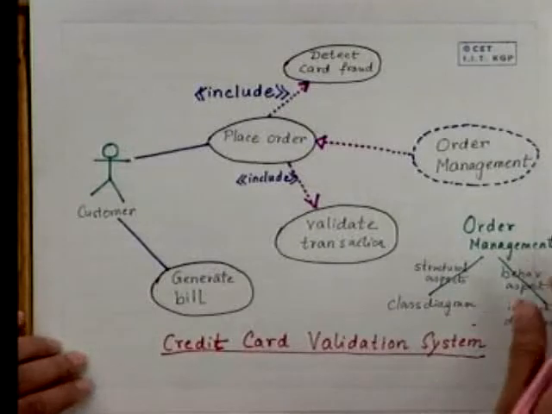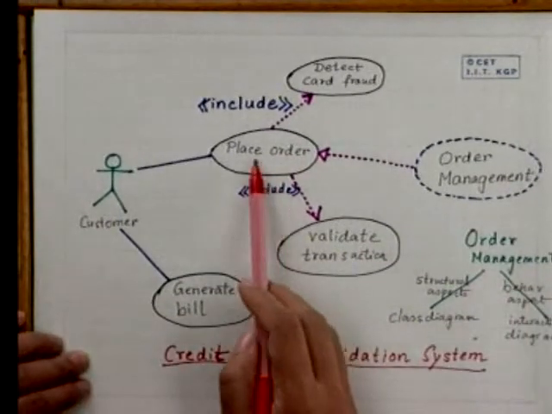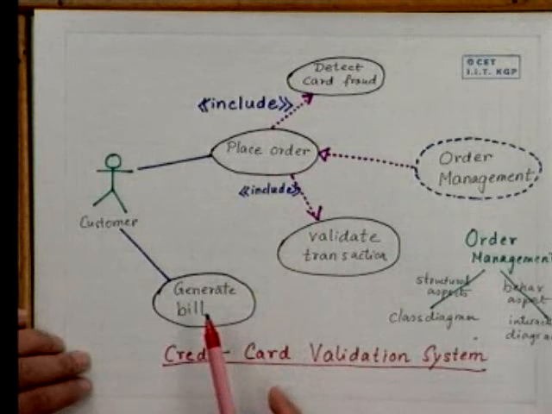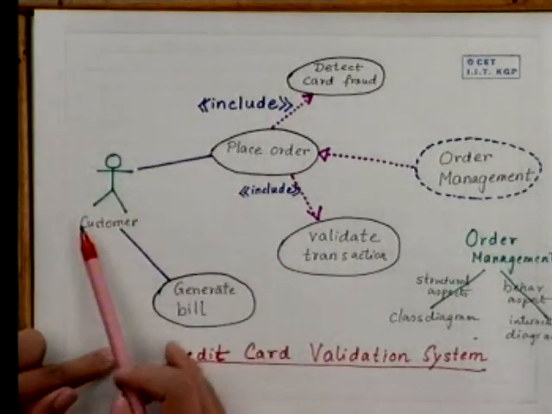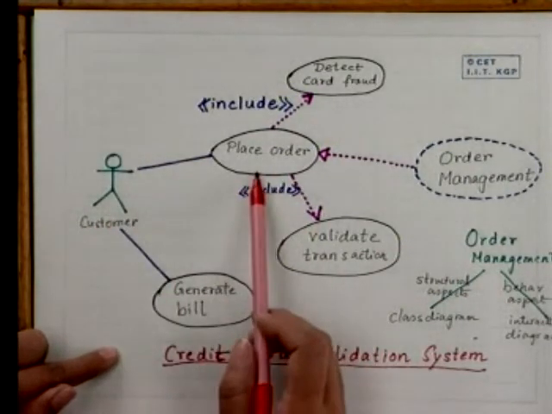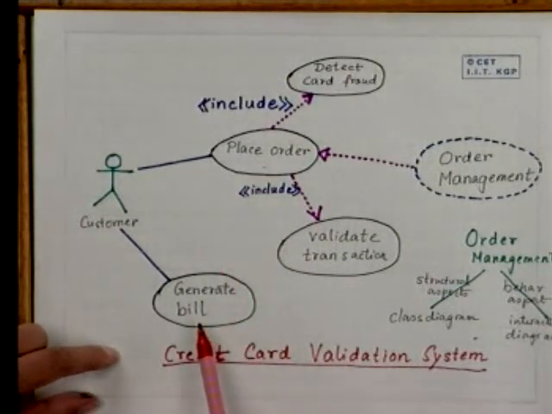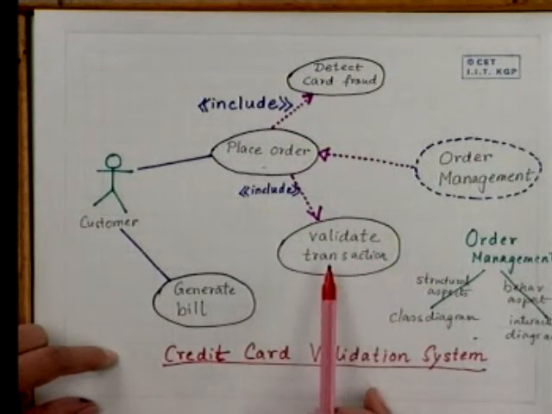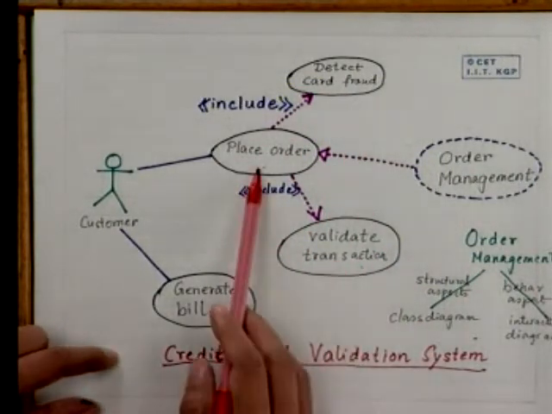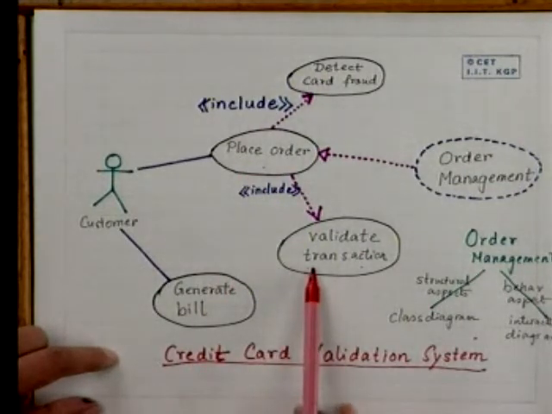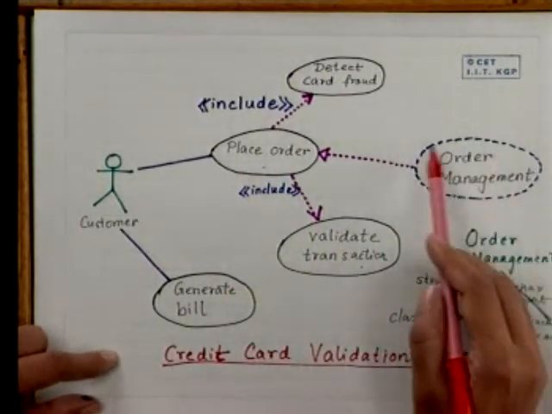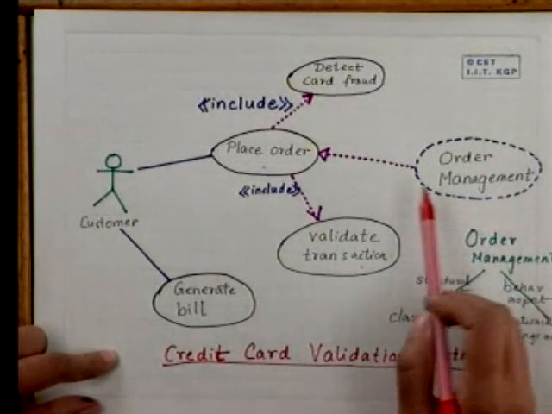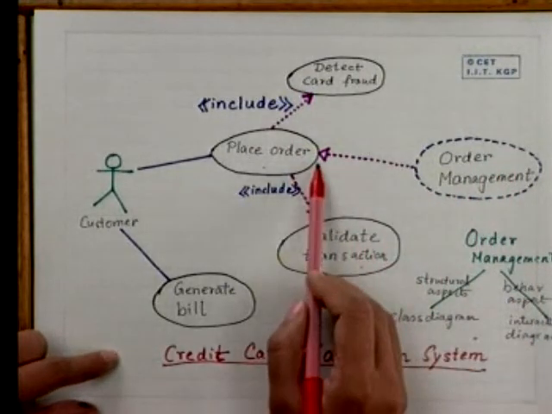Here we will look at an example of a credit card validation system where we have these use cases: place order, generate bill. These are the primary use cases. We have one actor, the customer. We have two primary use cases, place order and generate bill. We have two secondary use cases, detect card for fraud and validate transaction, which are included in the place order use case.